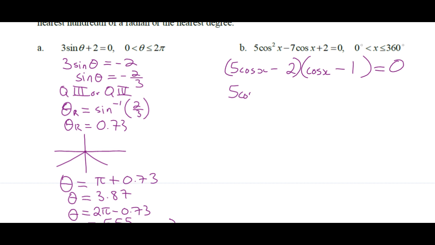So here we have 5 cos x minus 2 is equal to 0. So 5 cos x is 2, and cos x is 2/5. And here we've got cos x minus 1 is 0, so cos x is 1. Okay, so we know that. That's 0 degrees. Oh, but it's not 0 degrees, so what is it? It's 360 degrees.